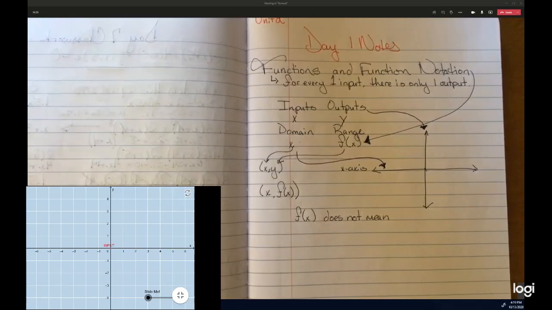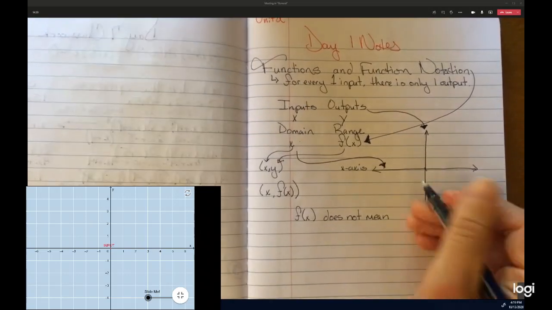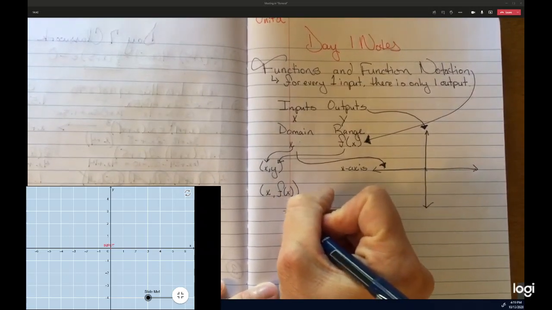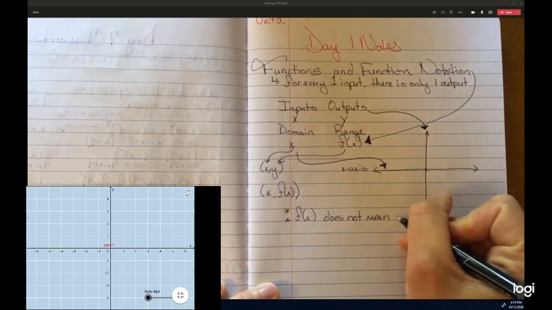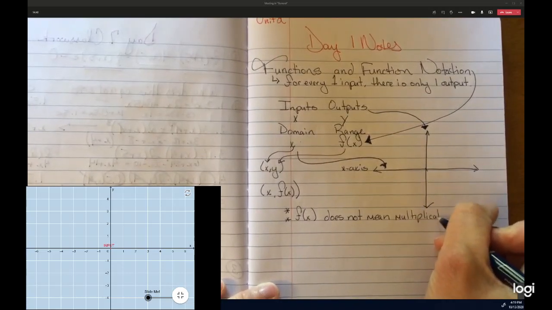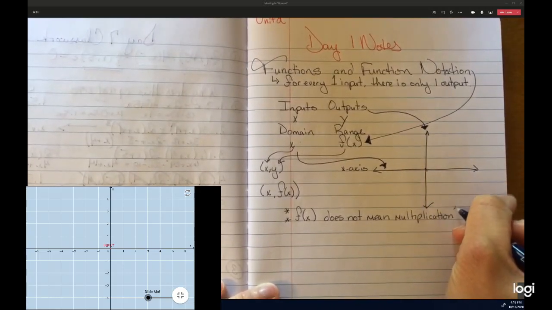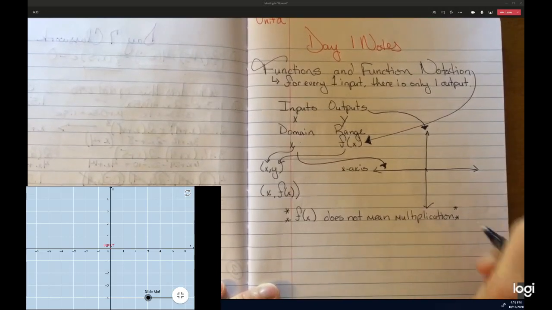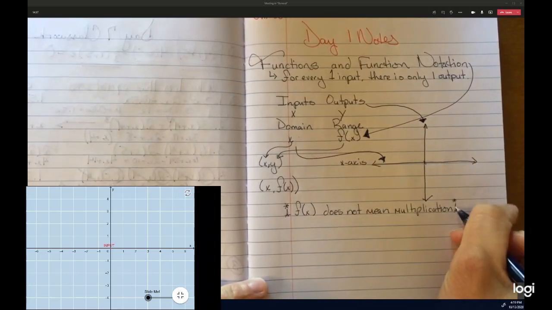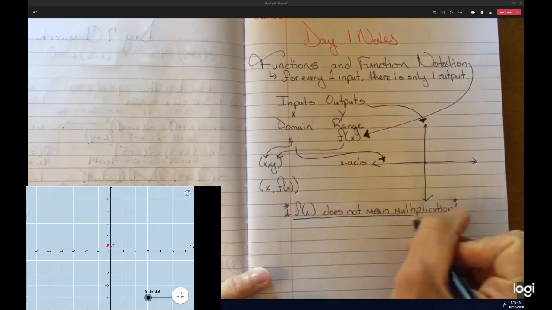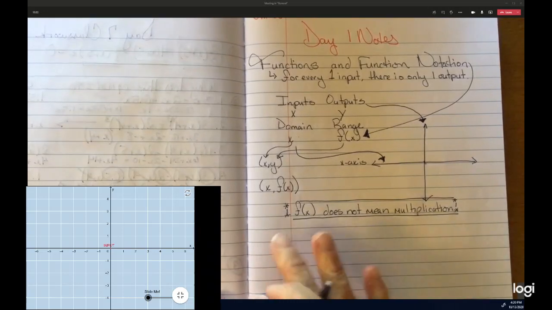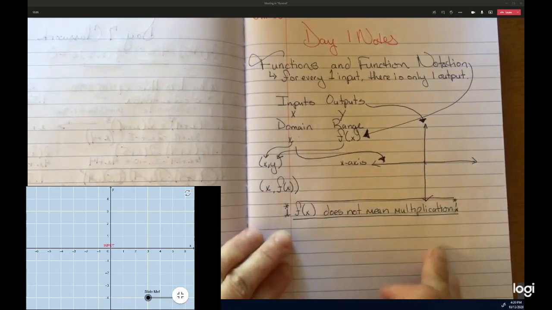Okay, f of X does not mean multiplication. Let's just put some nice little stars here. Multiplication. Doesn't mean that. All right, so f of X does not mean multiplication. Please put this in your brain as a thing.